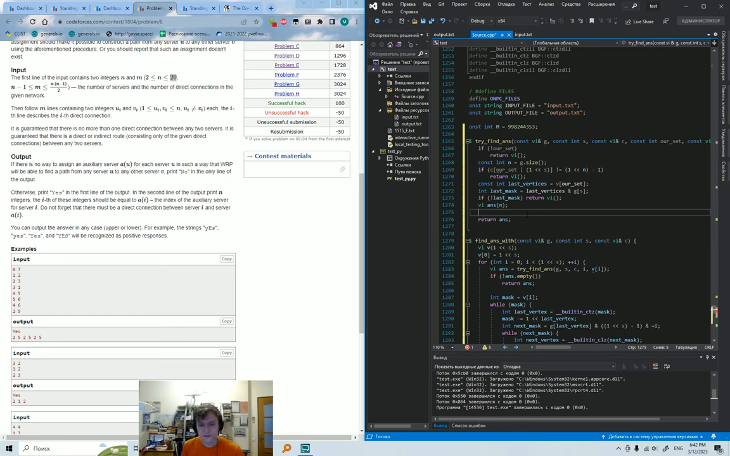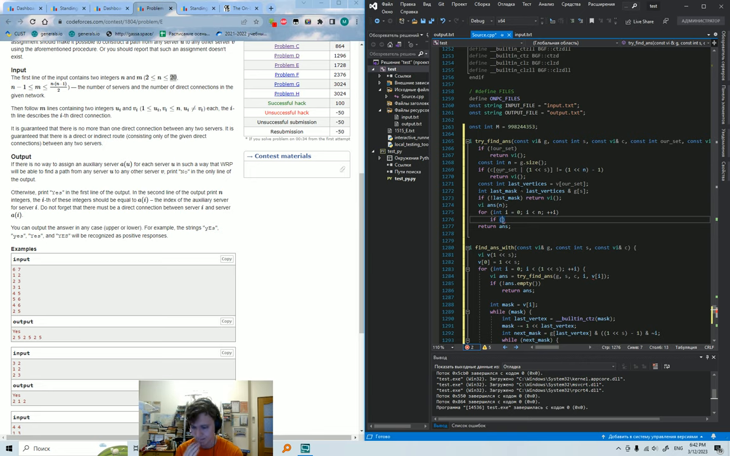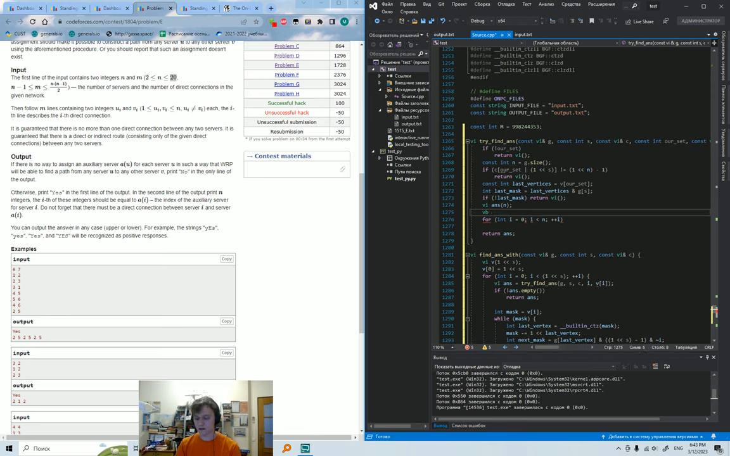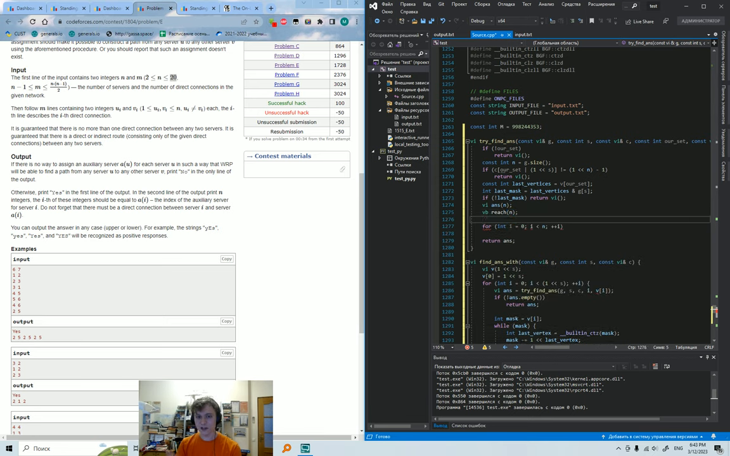So there are two parts. First of all, from each vertex out of this cycle, we need to go to this cycle somehow. Yes, so we say reach. So we need to reach one of the good vertices. So reach is the set of vertices which can be reached.